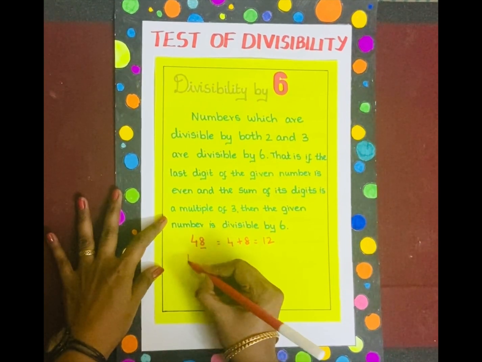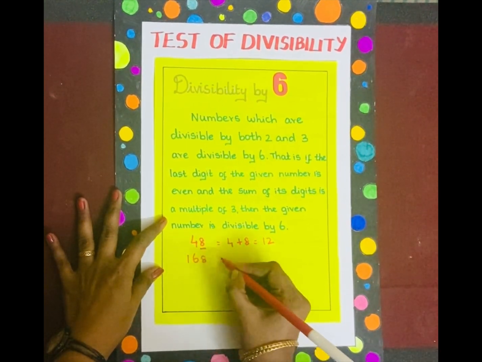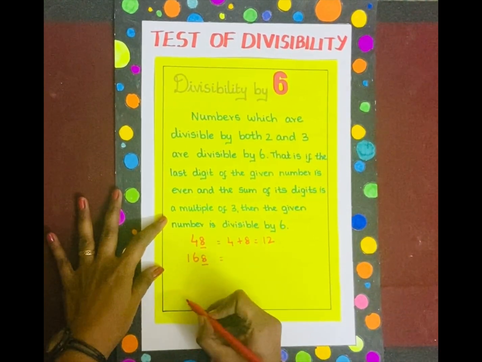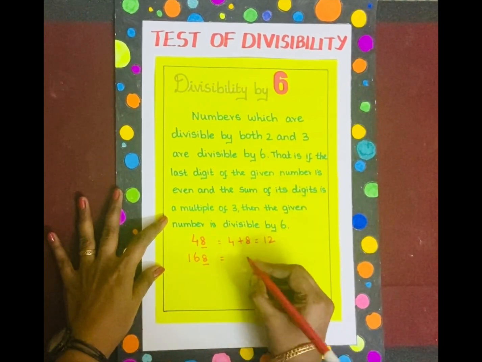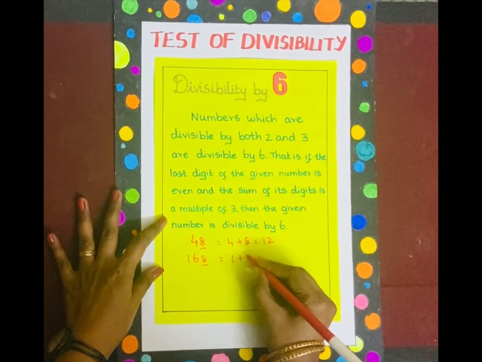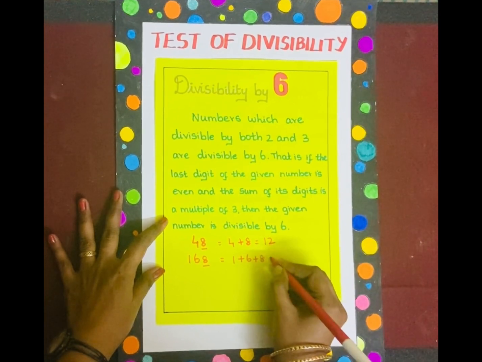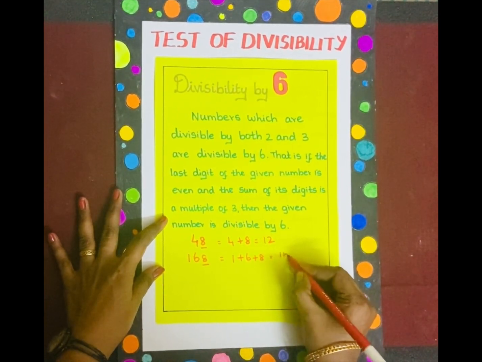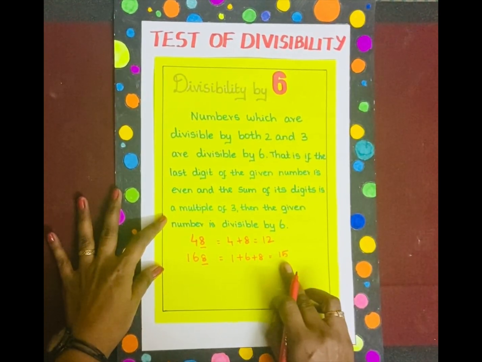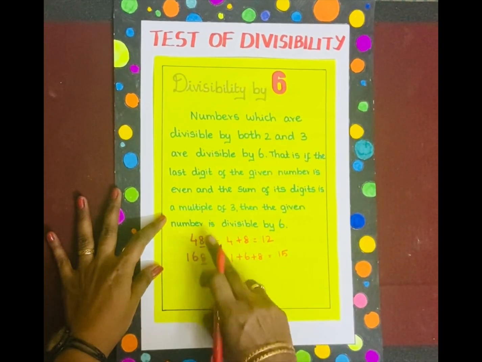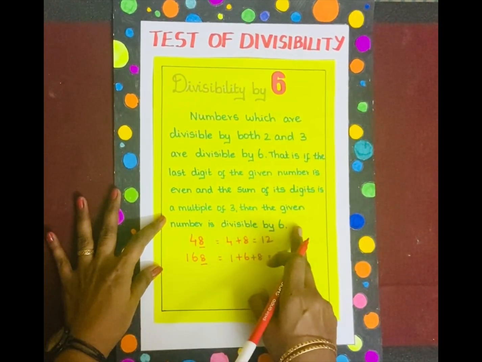See the next example, 168. See the last digit. So it's a multiple of 2, and we have to add this, 1 plus 6 plus 8 is equal to 15. It's a multiple of 3. So 168 is divisible by 6.